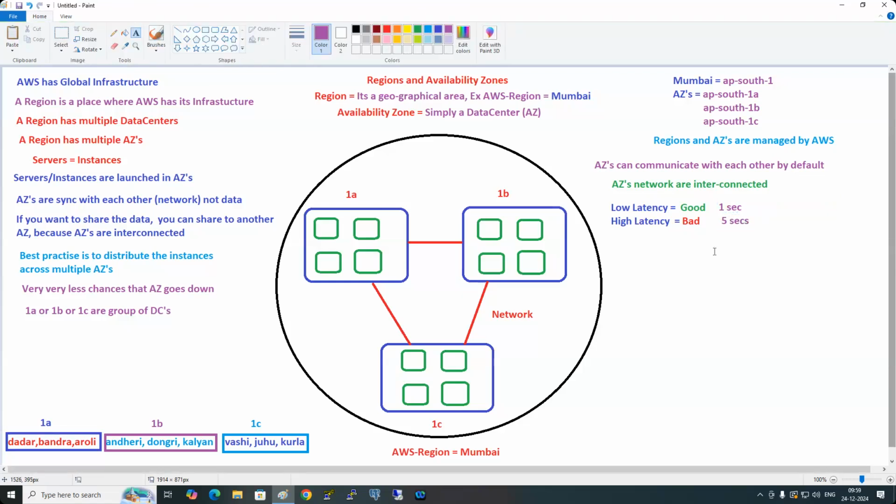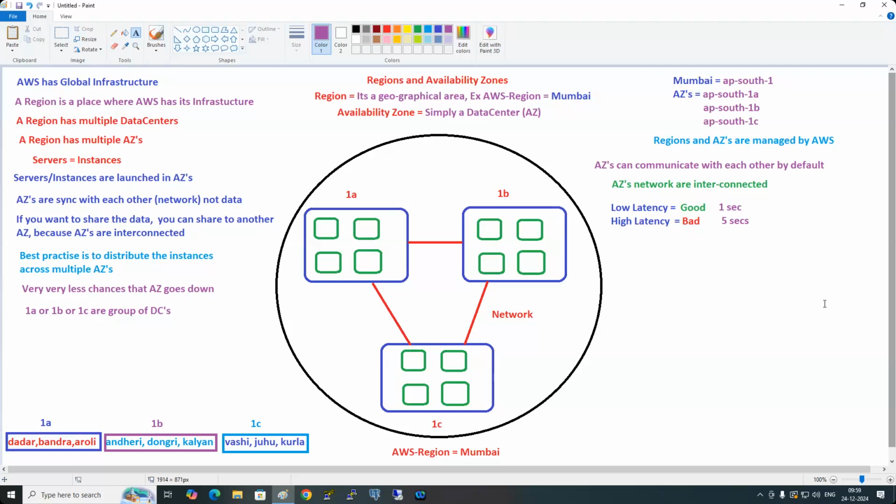So remember, if you have your customers in the US, it's always better to launch the EC2 instance in the US only, not in other places. But someone has written a very big question here. Sir, what happens if my customers are across the world? My customers are in the US, in Africa, in Asia, in Canada. It's across the globe. In this case, where do you launch your machines?